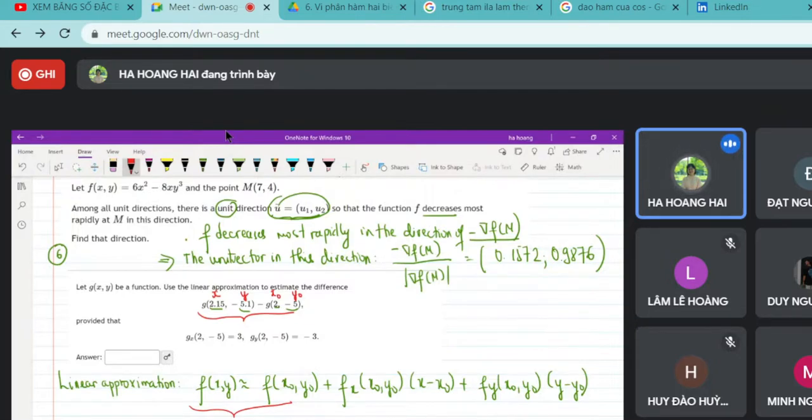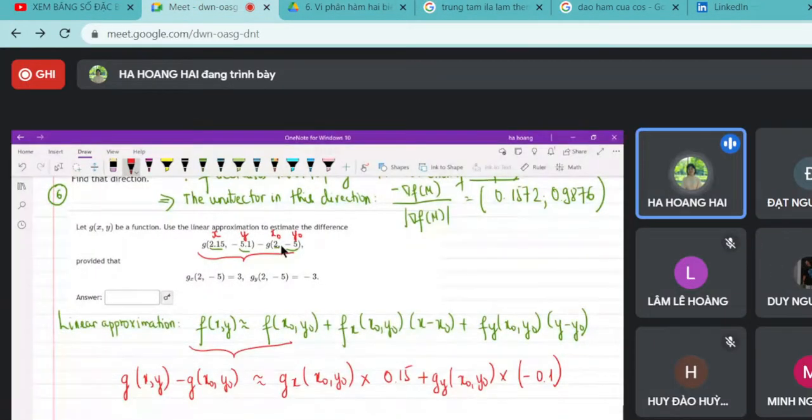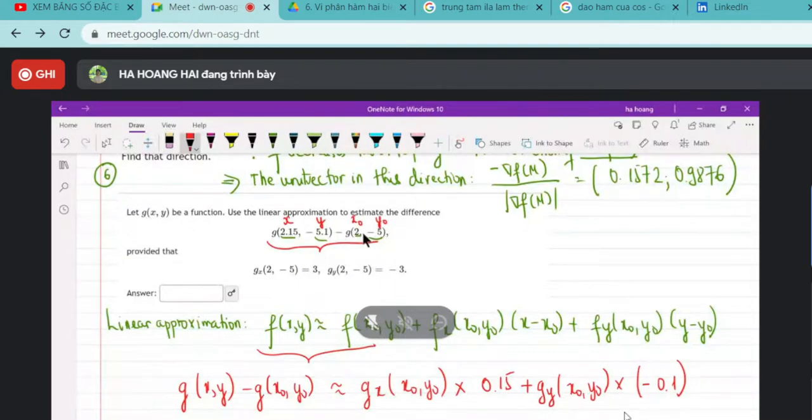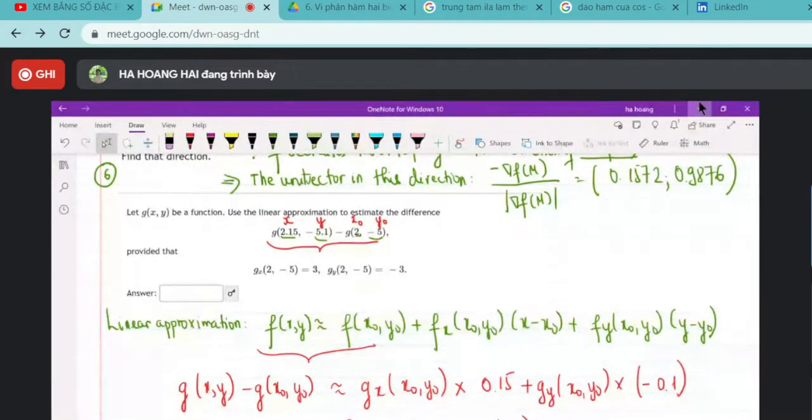Okay, this is minus 0.1, is that right? We have provided gx as 2 minus 5 and gy at (x0,y0). So we just need to replace this one. Minus 0.1 multiplied by minus 3. So the question gives us 0.75.